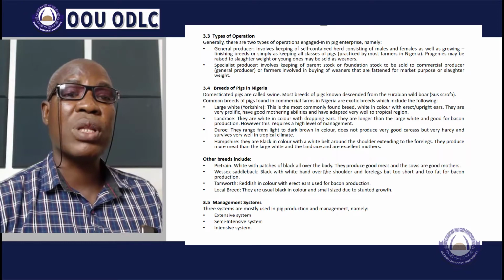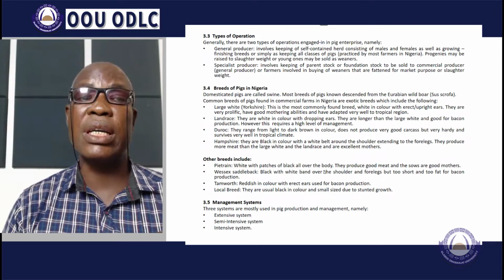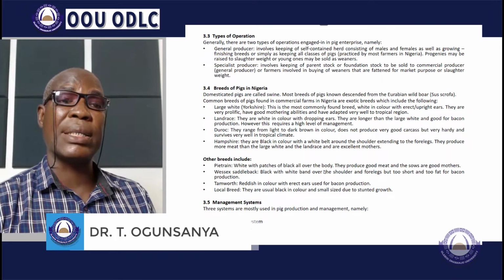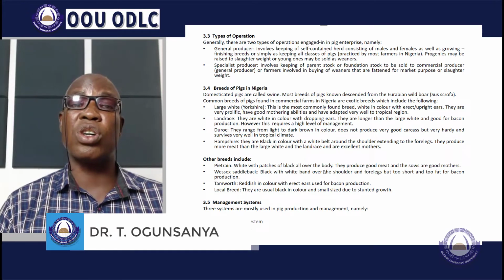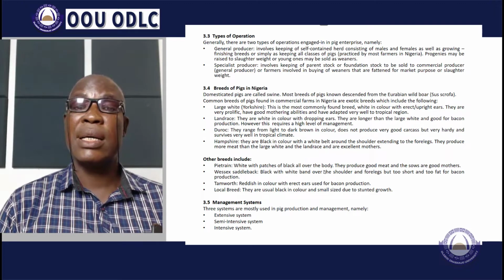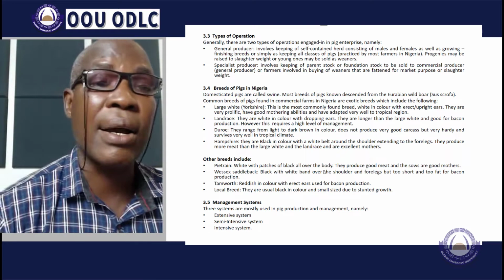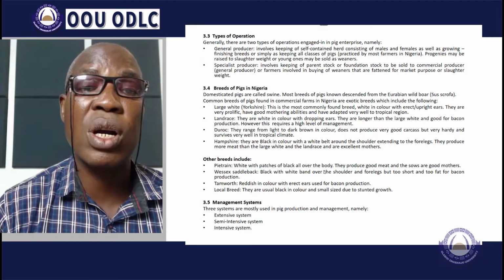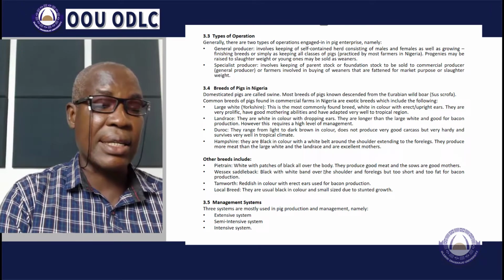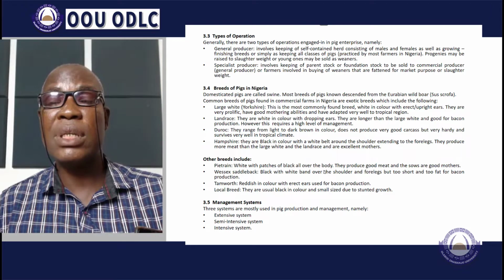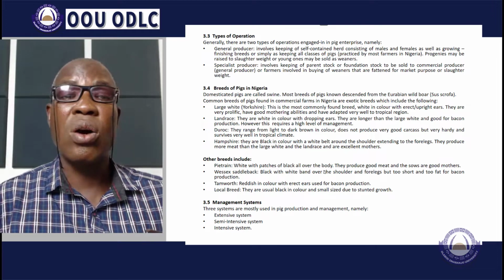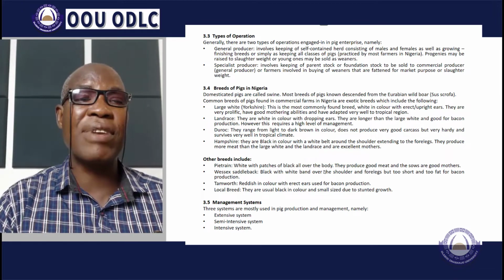Types of operation. What are those types of operation that you can carry out in a pig enterprise? One, we have a general producer. What do we mean by this? A general producer is somebody that produces all types of animals. I mean pigs in all classes. Is it weaners? Is it parent stock? They are keeping every stage, either the mother, the dam, the males, the young ones, all of them. Once you get to their farm, you can see every class of pig there.